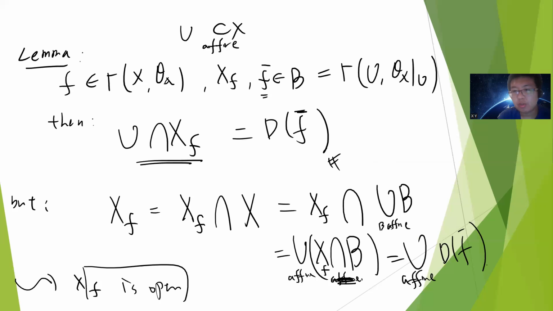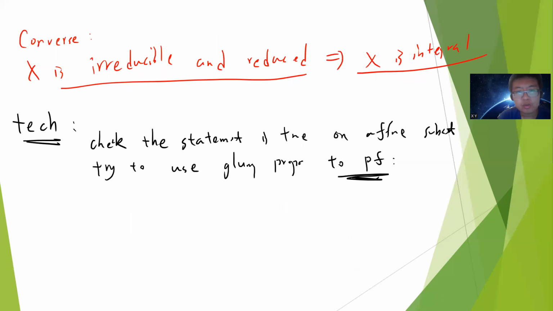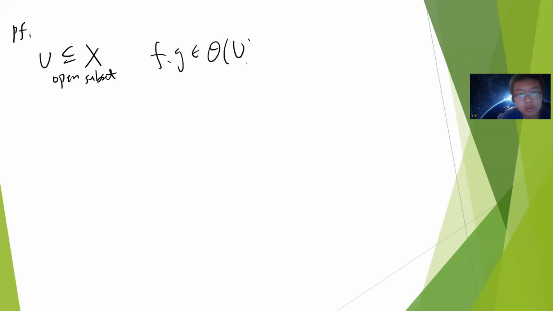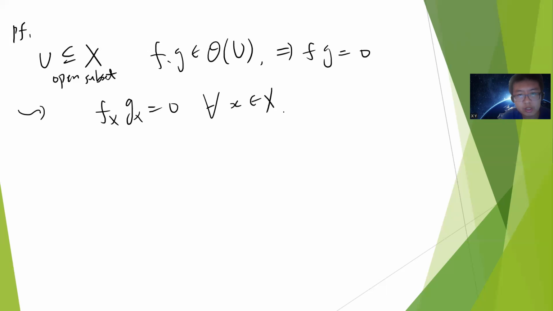Okay, so now we go back to the original proof, right? So now it is very simple. Let's say U is an open subset. We take any open subset, and then we take f, g belonging to O of U, and suppose fg equals 0. This means that if you restrict to stalks, you get f of x times g of x is 0, for every x belonging to U.